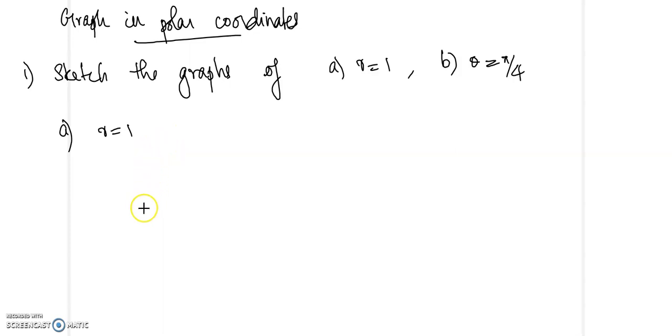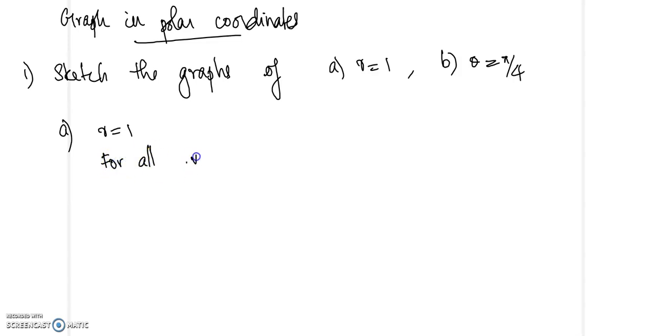So that is, this will be the set of all points such that its distance from the origin to the point on the curve must be equal to 1. So for all values of theta, if you take r equal to 1, we'll get all the points which are 1 unit away from the pole. So therefore this graph will represent a circle of radius 1 which is centered at the pole. So that gives the graph of r equal to 1.